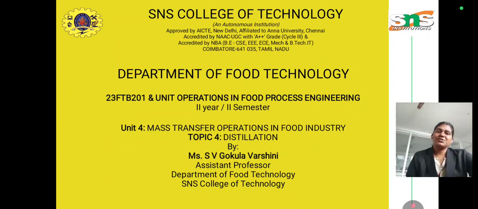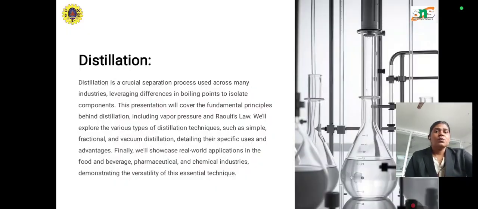I am taking class for the second year students and today we will learn about the mass transfer operations in the food tech industry, and we will see the subtopic of distillation in it. So first of all, what is distillation? Distillation is a crucial separation process used across many industries, leveraging differences in boiling points to isolate the components.